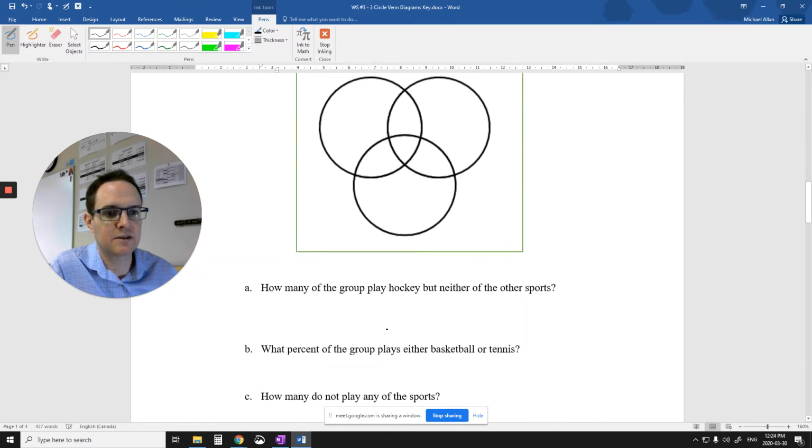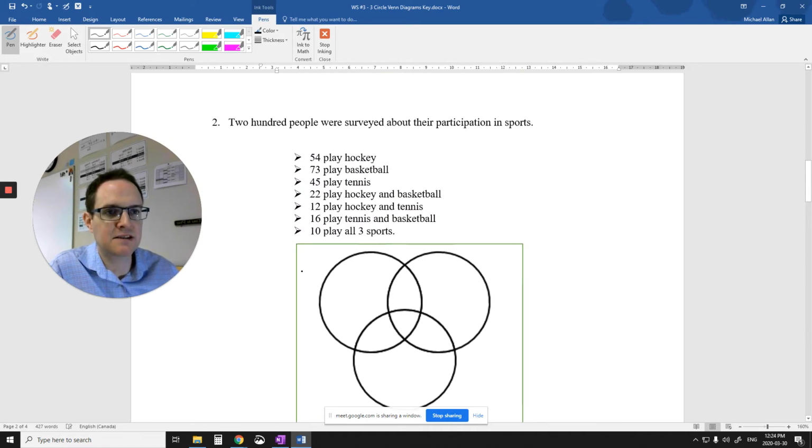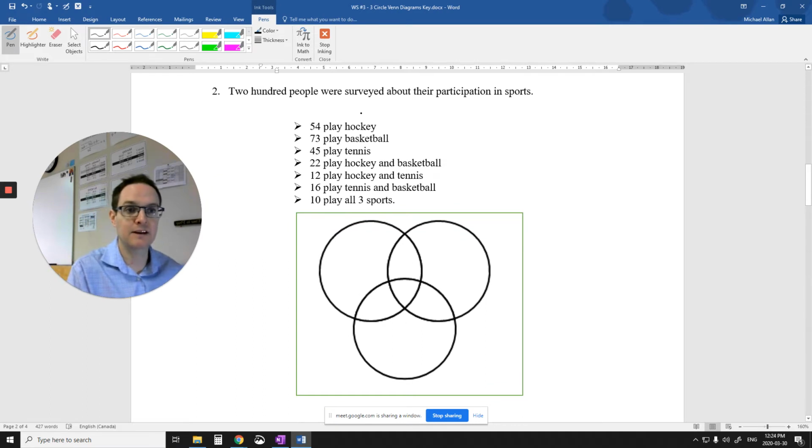Let's go down and answer this one here. So how many kids? Before we actually try to figure out what we're asking for here, let's just fill out our Venn diagrams. So 200 people are surveyed. So what I know is that there's 200 in this universal set.